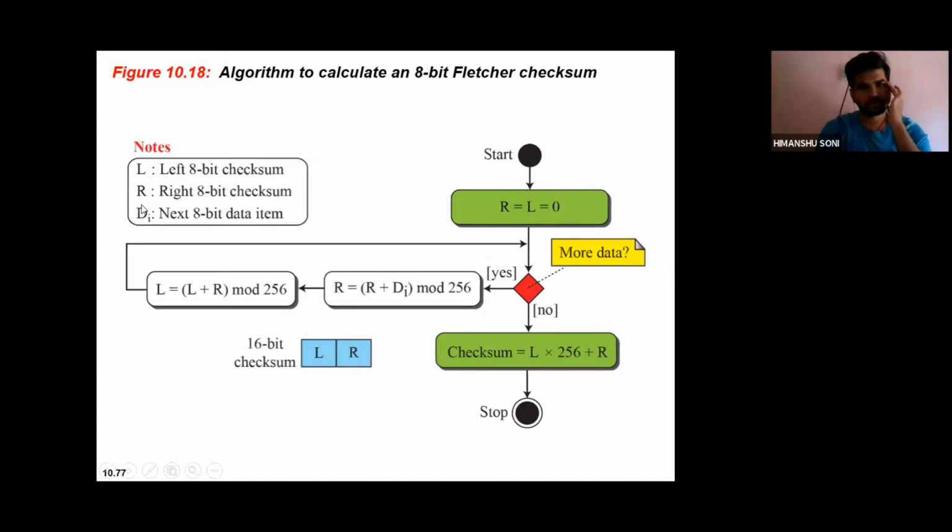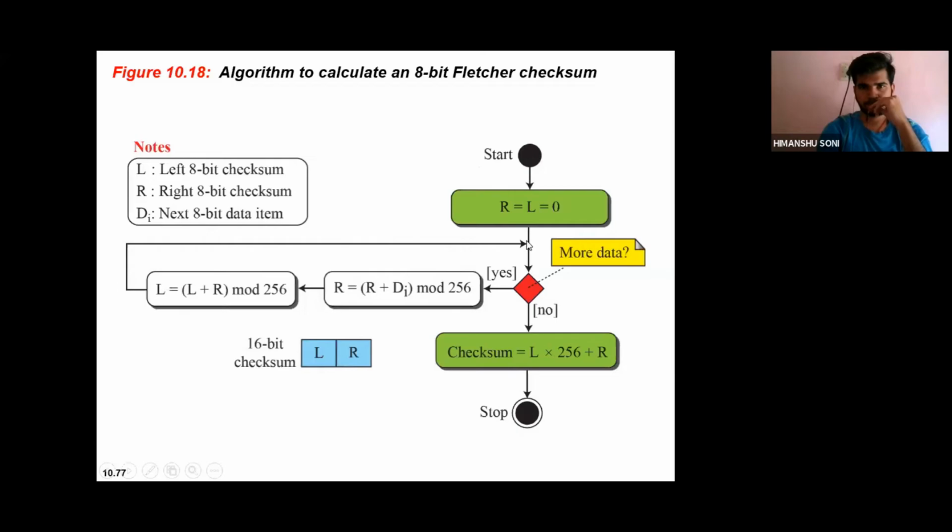And I am taking DI as nothing but 8 bits of data. 8 bits of data means 4 bits plus 4 bits. Total 8 bits of data will come. Yes, sir.